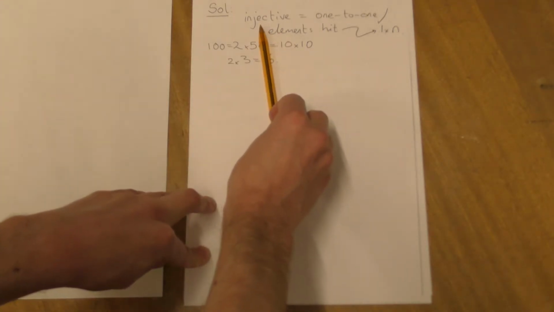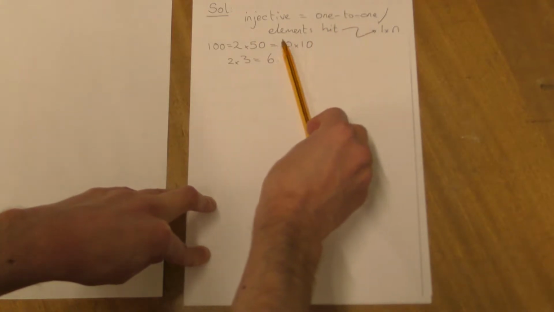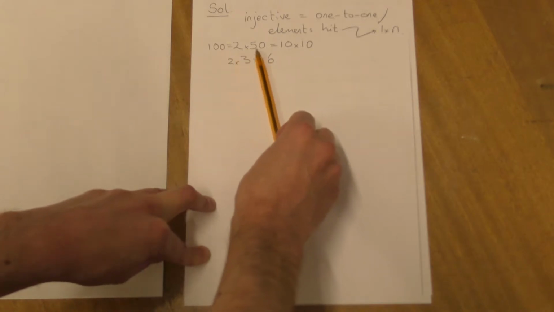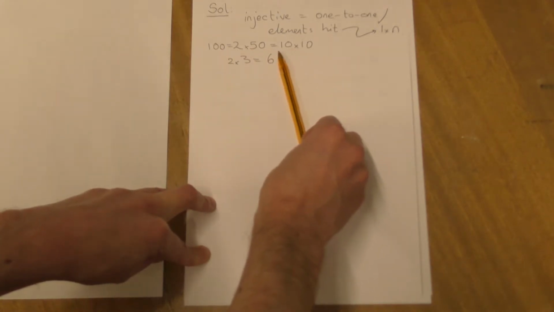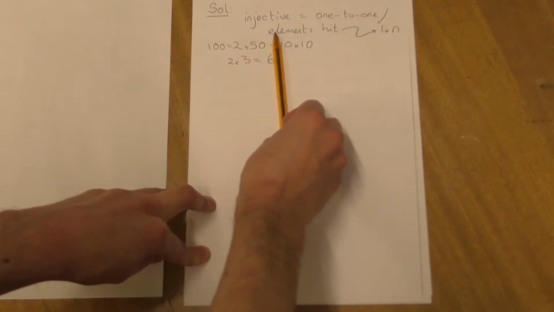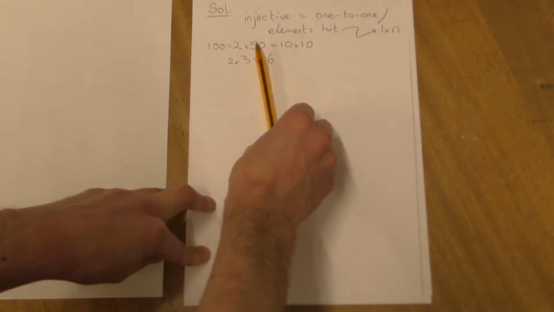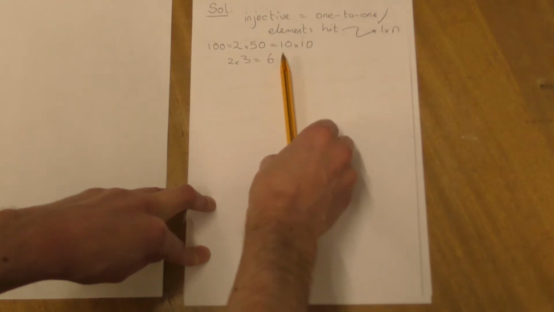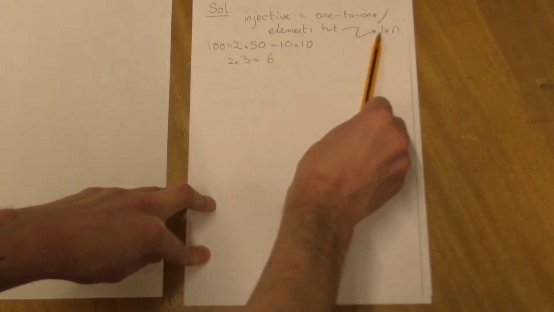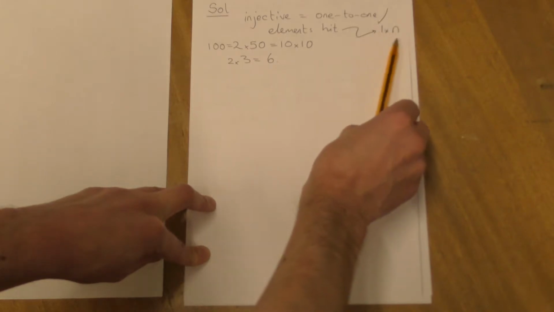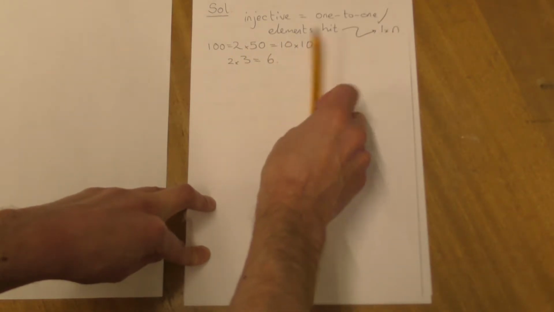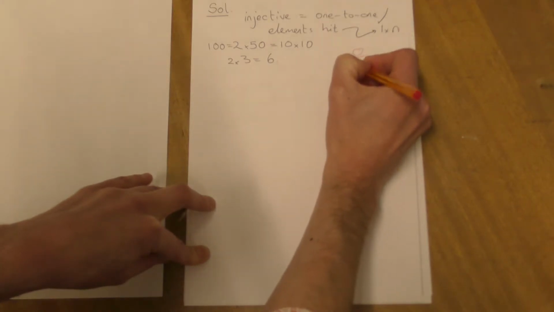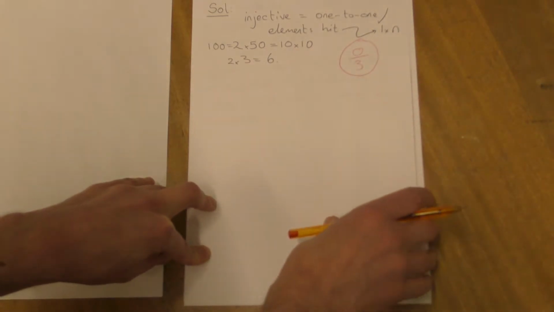We're saying here injective equals 1 to 1, elements hit, some arrow, 1 times n, 100 equals 2 times 50 equals 10 times 10. You might believe that perhaps this means the person understands something about surjectivity, injectivity, but it's just absolutely unclear and incoherent. So I'm afraid that this is 0 out of 3.